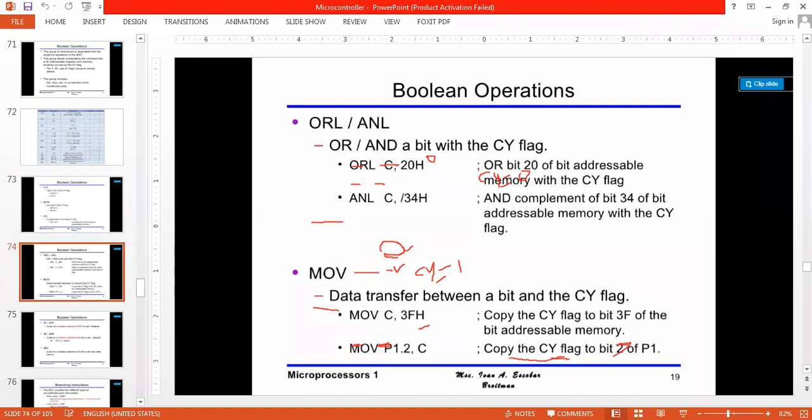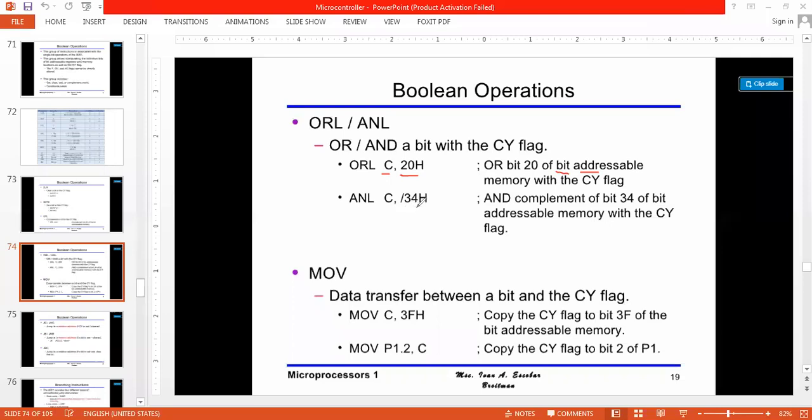Then ORL, move. These are some examples as we have already discussed. Okay. So 20H is going to be a particular bit address. It is not a byte address, it is a bit address. 20H. Okay. And that bit is going to be OR gated, OR logic with C, and C is going to be updated.